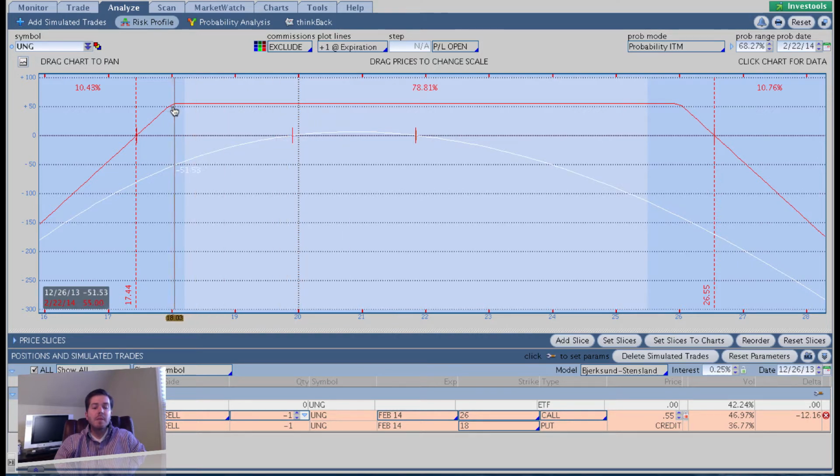Max gain is achieved in between 18 and 26, and our break-evens are roughly 26.55 and 17.45. Anything below 17.45, we start losing money. Anything above 26.55, we start losing money. So we've got a 78%, almost 79% probability of staying within our break-even to break-even range. Very strong, high theoretical probability of success strategy.